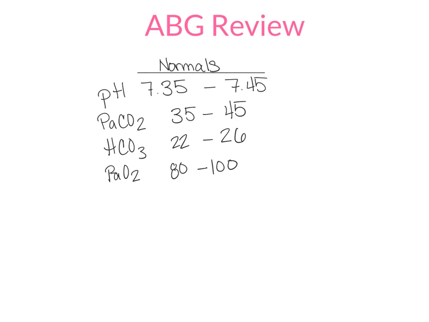So with pH, a lower number is going to be acidic, so we're going to put an A up here for acidic. On PaCO2, remember anything above 45 is going to be acidic. For bicarb, below 22 is going to be acidic. And then basic, it's going to be alkalotic above 7.45. Below 35 is going to be considered an alkalosis for PaCO2, and above 26 is going to be considered alkalotic for bicarb.